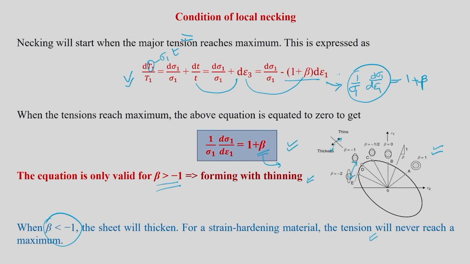The only thing is, in the previous model we got 1 by sigma 1 d sigma 1 is equal to 1, and then we applied sigma is equal to k epsilon 1 power n. We applied that, isn't it? And then we got epsilon u is equal to n, if you remember that. But here the only change is it becomes a function of beta now.